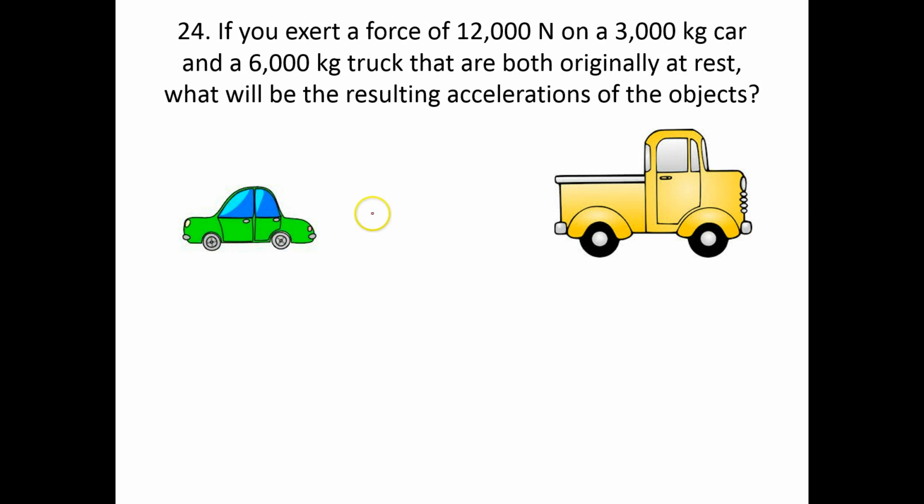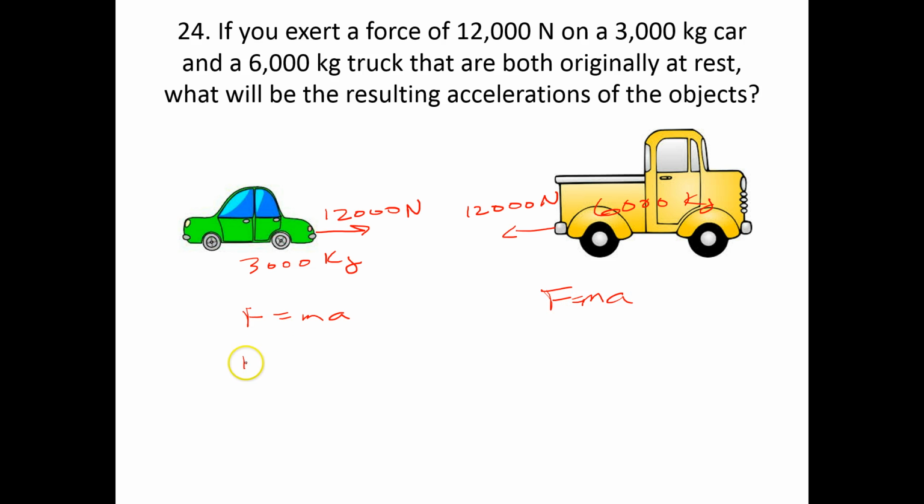Number 24, if I exert a force of 12,000 newtons on a 3,000 kilogram car, and I do the same thing on a truck, and that truck is 6,000 kilograms, they want to know what is the acceleration of each one. So we got to remember F is equal to ma for each one. So this one is F is equal to ma. We know the force here is 12,000. That's equal to 3,000 times a. And then on this side, 12,000 is equal to 6,000 times a.